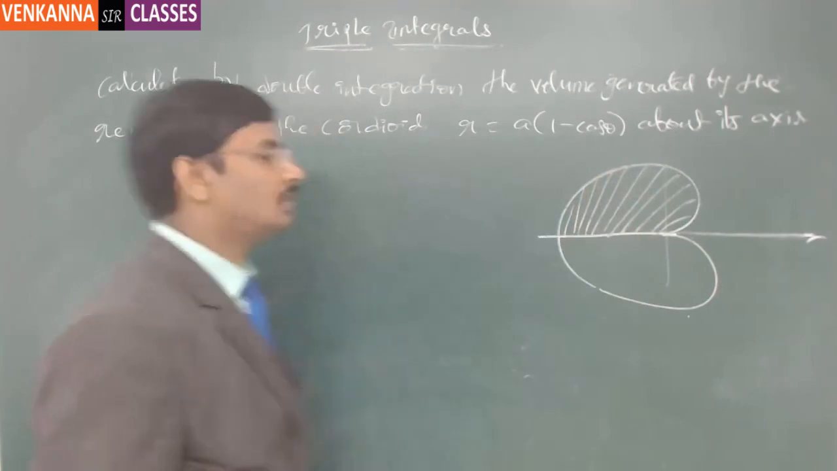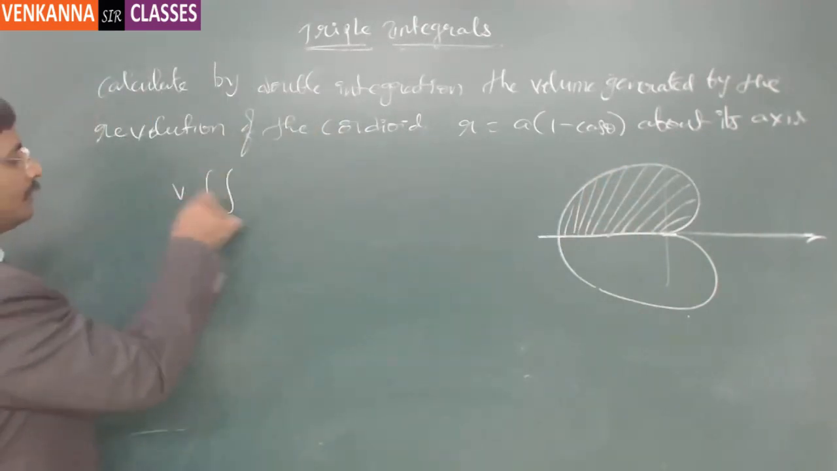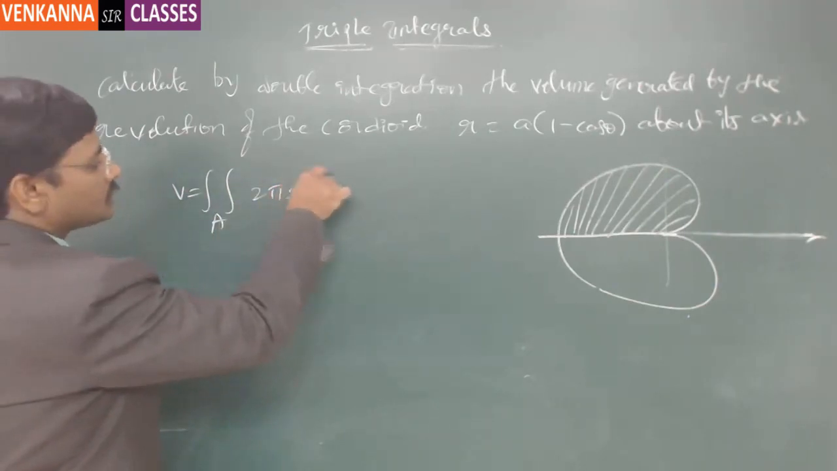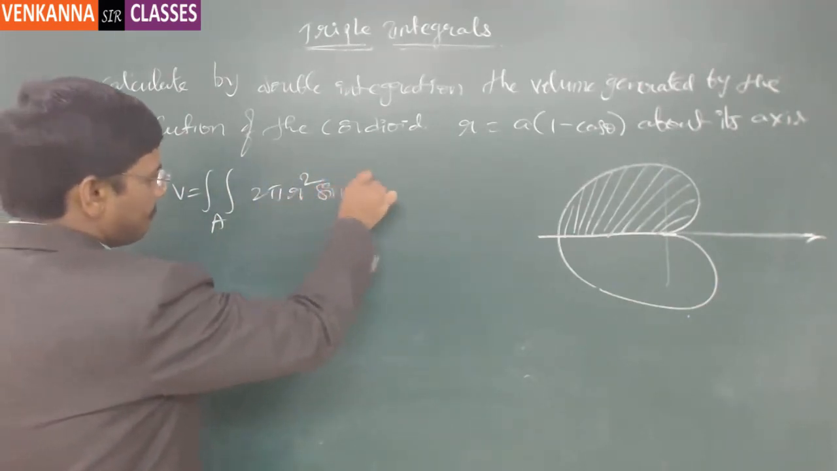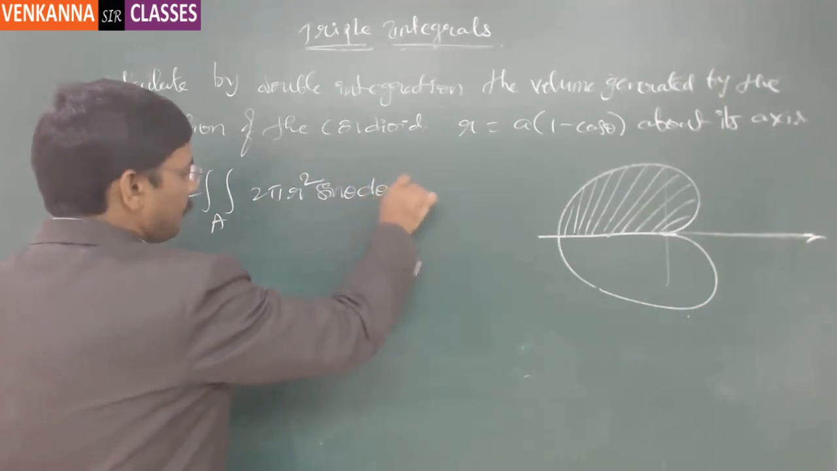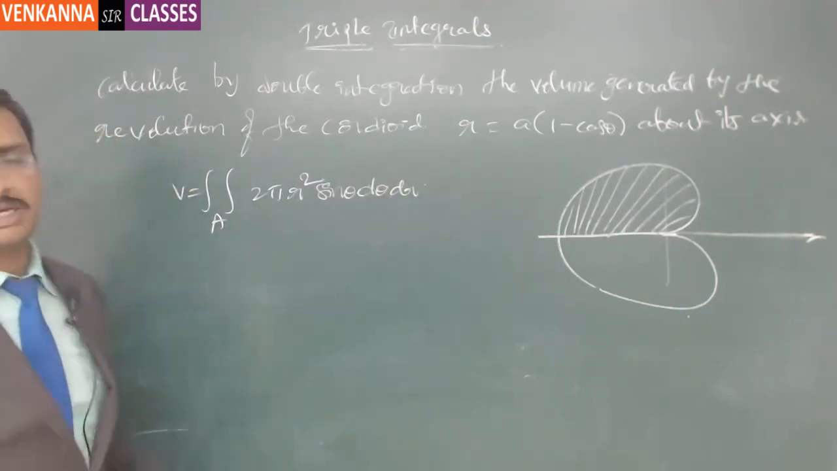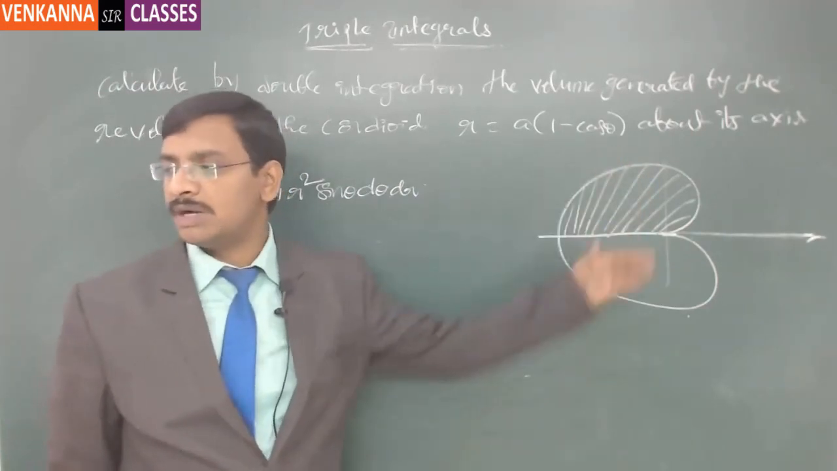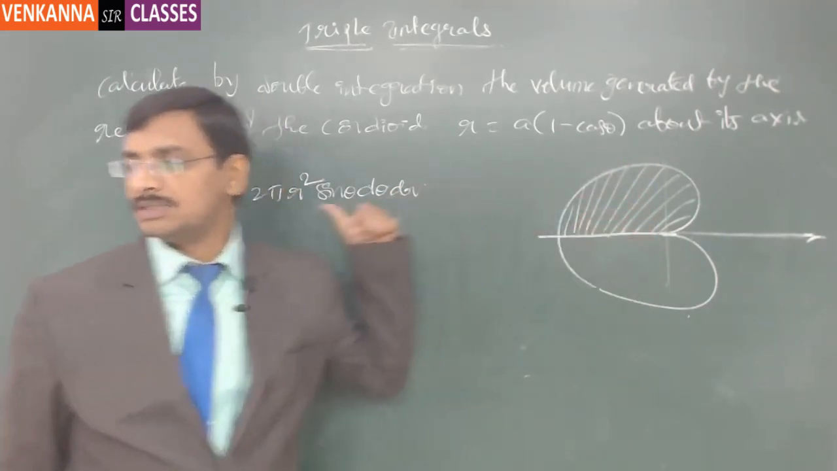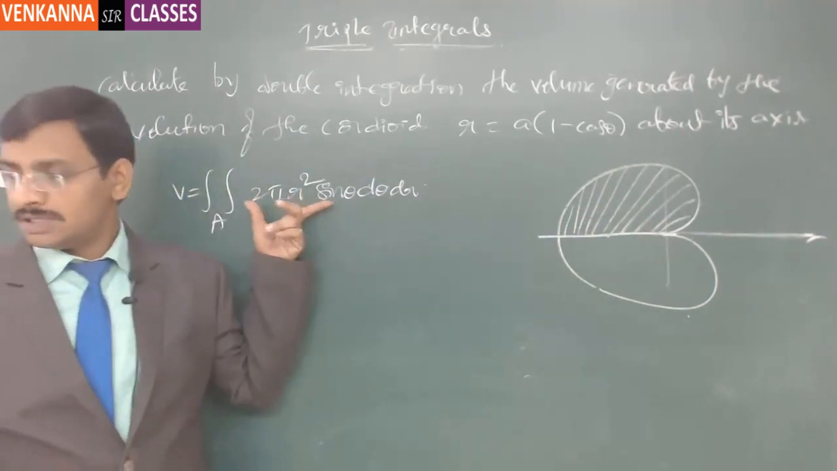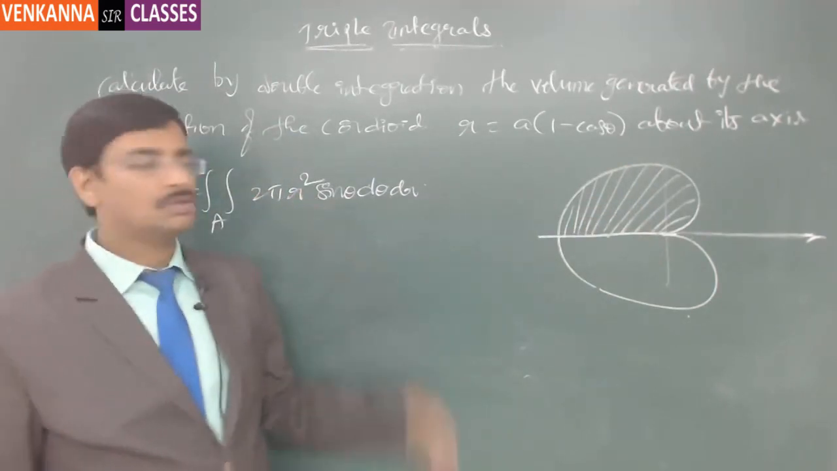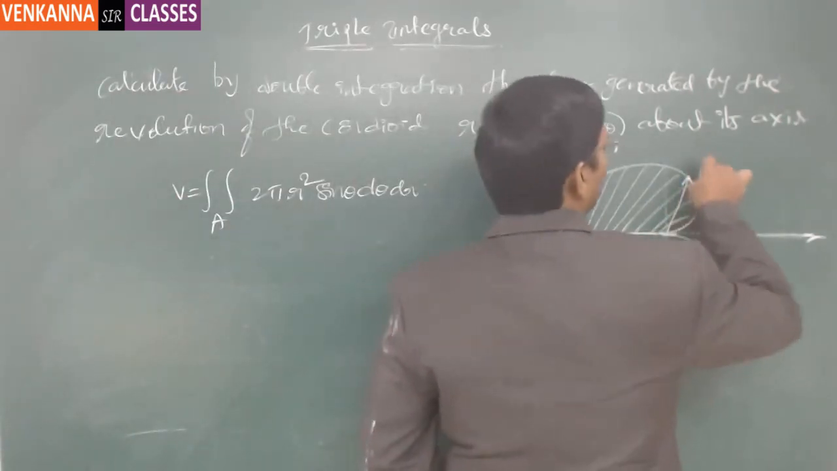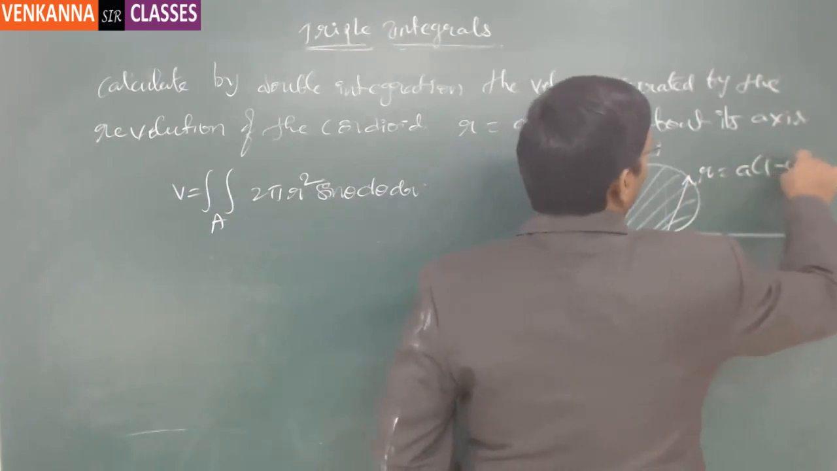That is, the volume is given by double integral over the area of 2 pi into r square sin theta dr d theta. So this is the volume that is getting generated as long as you consider only one half. It doesn't matter whether you consider bottom or top, because this is rotated 360 degrees. That's why we have got this. Here these limits are the R value at any random point. R is given by A into 1 minus cos theta.